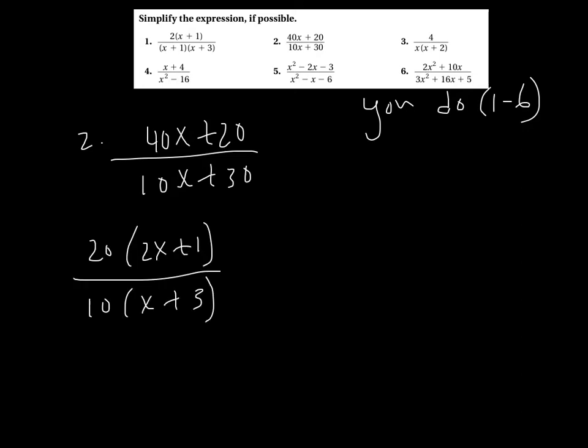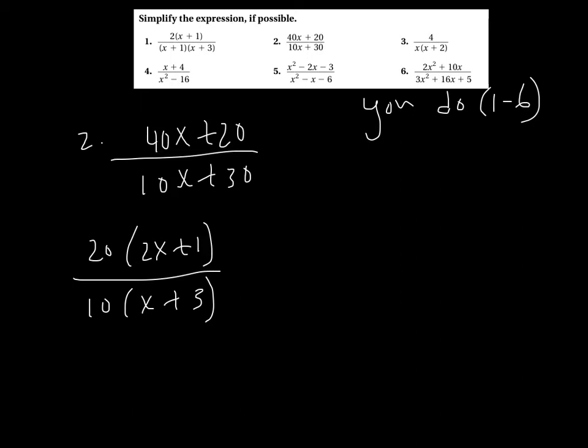As I look here, I've factored out a 20 out of the top, which is my greatest common factor. Leaves me with a 2x plus 1 on the top. On the bottom, I factor out a 10, so that's the greatest common factor on the bottom, and I'm left with x, or 1x, plus 3.